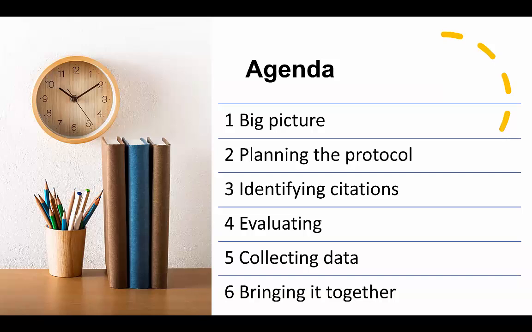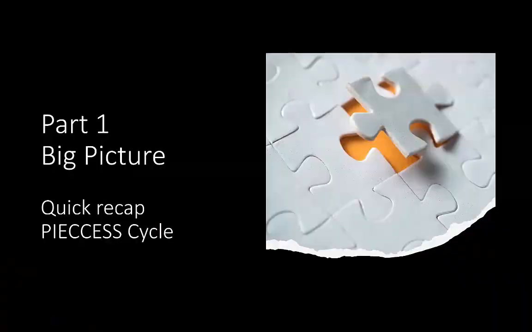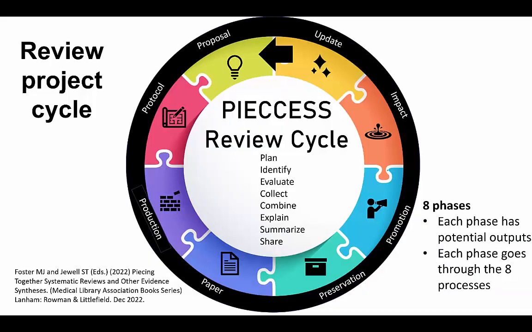We're going to start with a little bit of a recap, looking at the big picture again, and then we'll start working through the steps of building up the protocol. And so for our big picture and looking at what we've been talking about, this is the pieces cycle, and last time we talked about the proposal phase, and today we're going to get into the protocol.